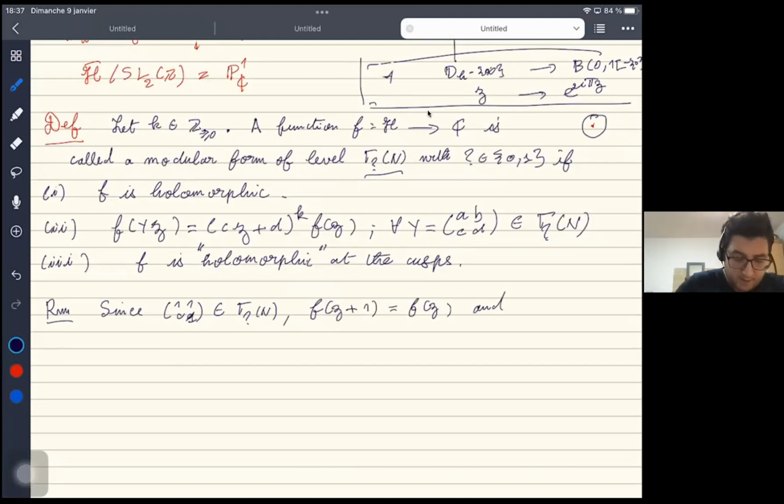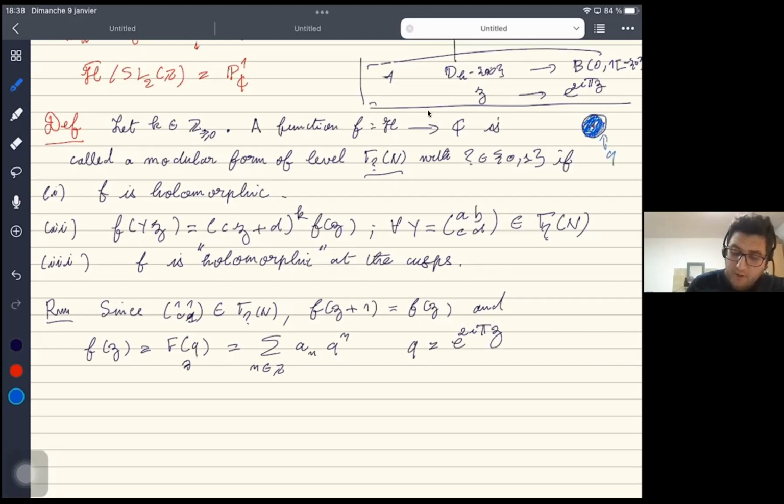And then, using Fourier analysis, you can write f(z) as big F(q) as follows: the sum of a_n q^n, with n in Z. And q here, you can write as an exponential. As I explained before, you can see q as the variable of this disk. This will correspond to my q.